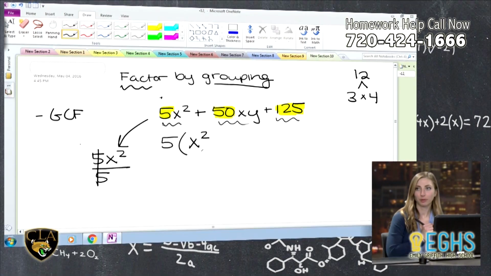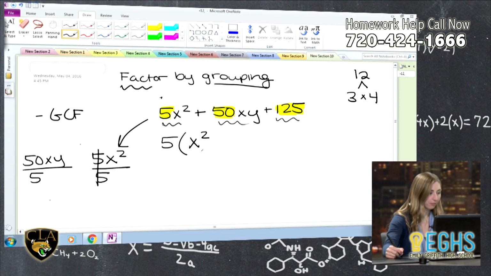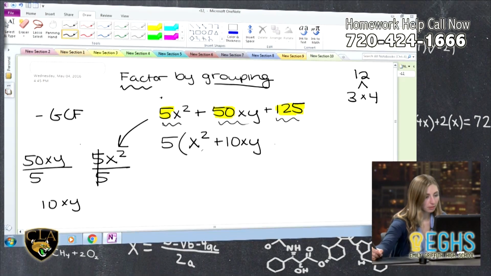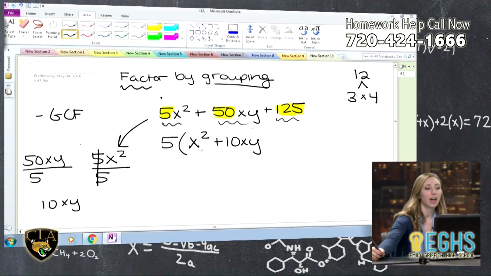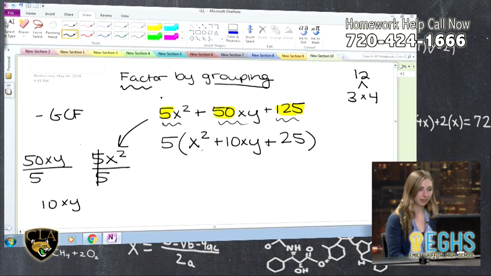So I'll put that in my parentheses. And then when I do that with 50xy, 50 divided by 5 gives me 10, and then the xy is still there. So I'm left with 10xy. And then when I do 125 divided by 5, I believe that's 25. So I get this expression.